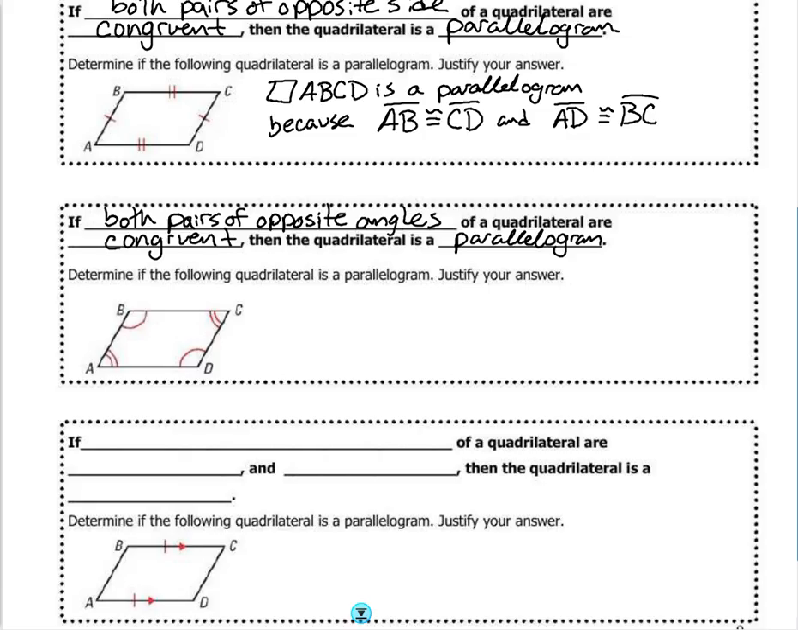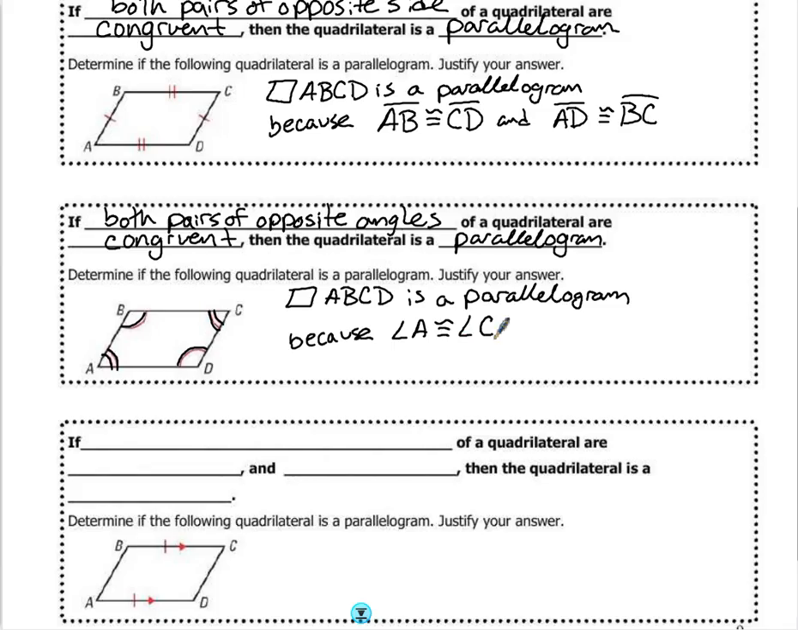So looking at this picture here, I can see that angle C is congruent to angle A. I can tell that B is congruent to D. And since in the quadrilateral ABCD, I know it is a parallelogram because the opposite angles are congruent, meaning because angle A is congruent to angle C and angle B is congruent to angle D.